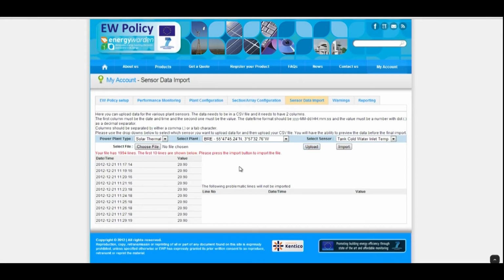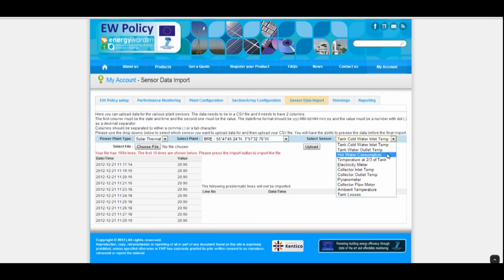The drop-down list contains the following sensors: tank cold water inlet temperature sensor, which is the water temperature of the cold water that comes directly from the city supply. It is used for the calculation of the system utilization factor. Tank water outlet temperature sensor, which is the temperature of the water at the outlet of the storage tank for user consumption. It is used for the calculation of the collector efficiency and the system utilization factor.